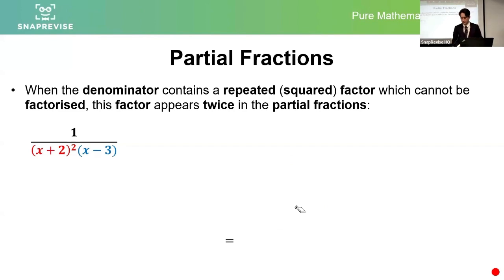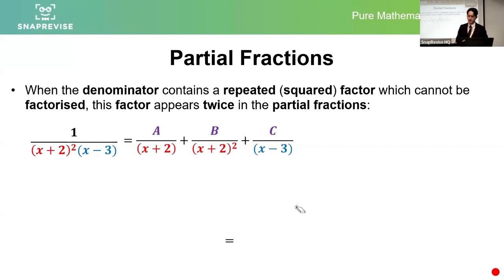This is quite nice. Just look out for the repeated root. So hopefully we all know what that means. If it's x plus 2 squared, you have to consider an x plus 2, an x plus 2 squared, and an x minus 3. So because of the repeated factor, we're going to set it up like this.